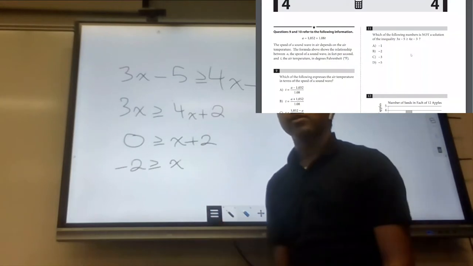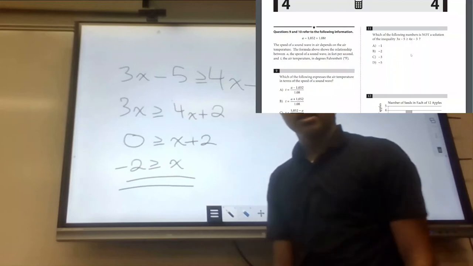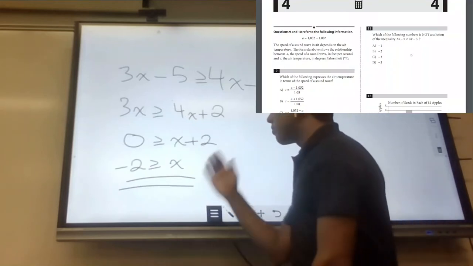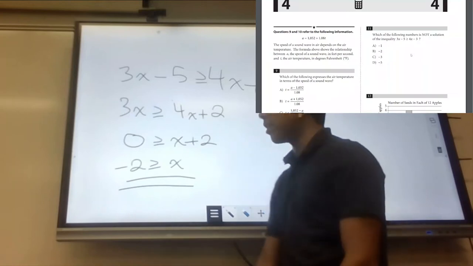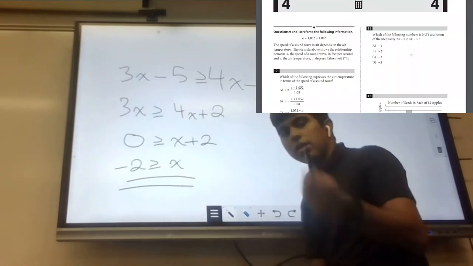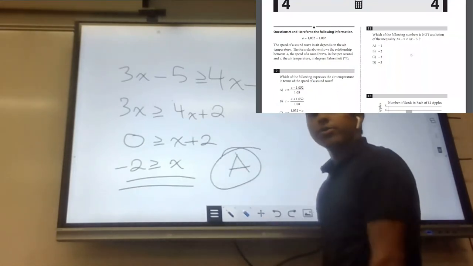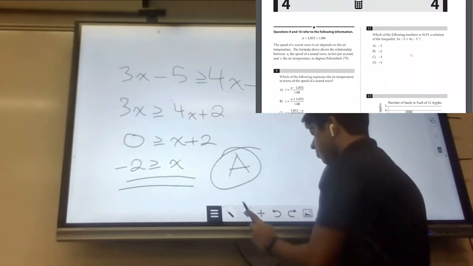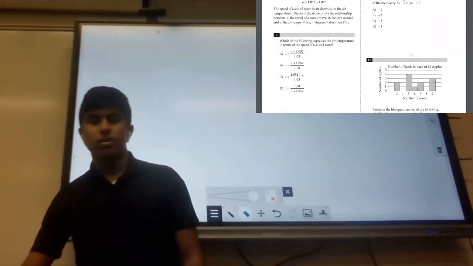No matter how you solve it, it's still a linear equation. You're going to end up with this same thing right here. And you know that if x is less than or equal to negative 2, it's going to be a solution. The one that's not a solution is going to be bigger than negative 2, which is negative 1. And that is choice A. Choice A, that's answer number 11. And we can keep on going.